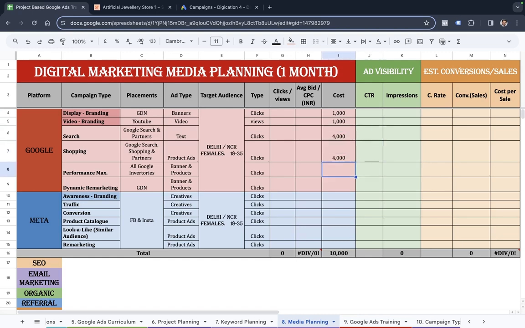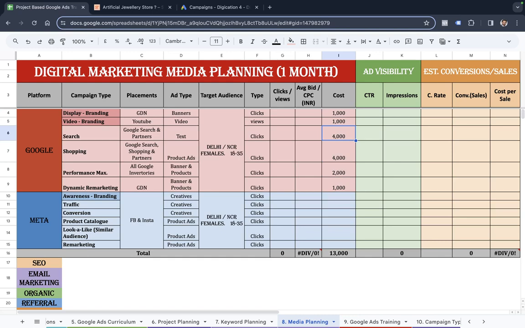For performance max, we go somewhere with 2,000 rupees, let's say. And dynamic remarketing is always going to be, now remarketing campaigns means we're going to show the ads to people who have already come on the website. So remarketing should be having a budget of around 5 to 10% only, which means we are talking about giving 1,000 rupees to the remarketing campaign. Now this totals around 13,000 rupees, which means we have additional 7,000 rupees of budgets.